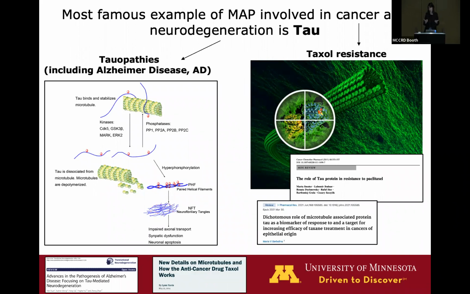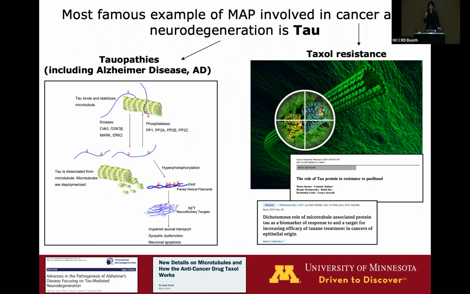And so you have loss of microtubule mass, which is one of the characteristics of tauopathies. And that's what tau typically does in neurodegenerative diseases. Tau in cancer also plays a role, in particular in taxol resistance, because tau and taxol bind to the same site of microtubules.